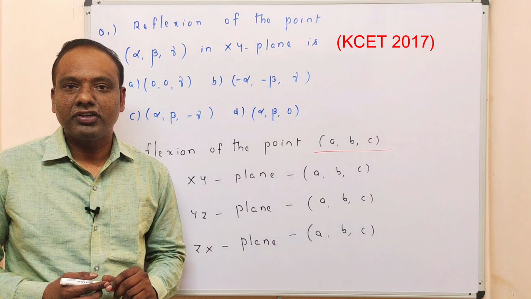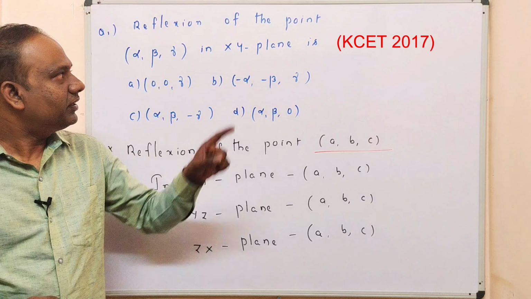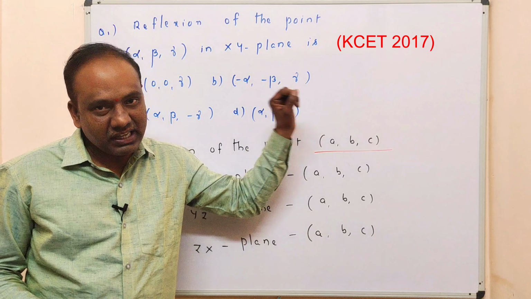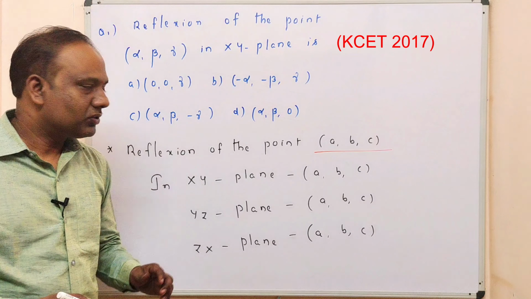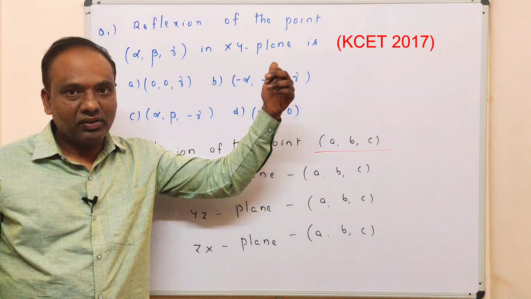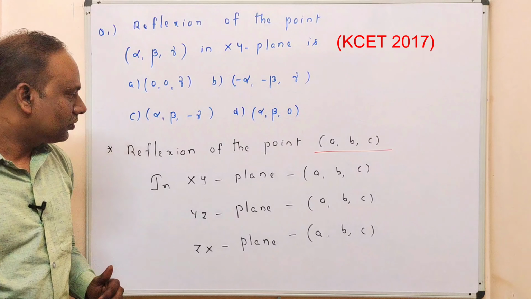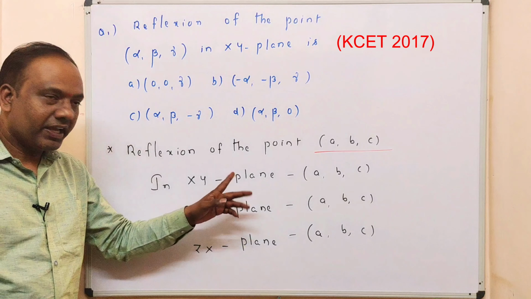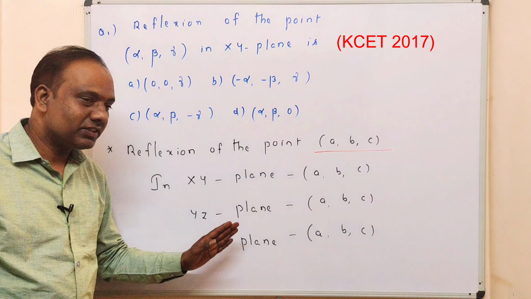In this type of questions, this question was asked in KCET 2017. Before that, first I want to explain here, and after that we can go to this question. Okay. So here, the reflection of the point A, B, C in the XY plane, YZ plane and ZX plane.